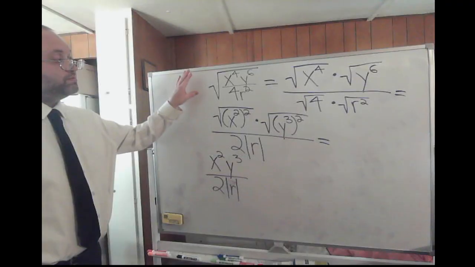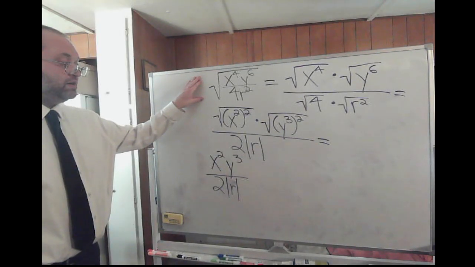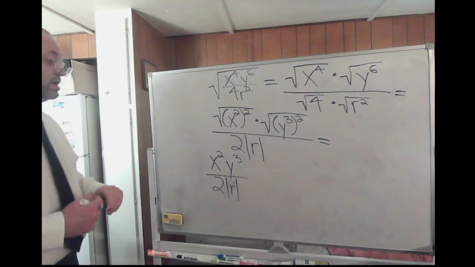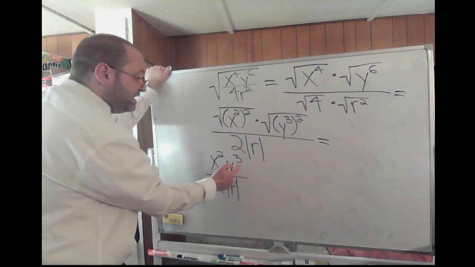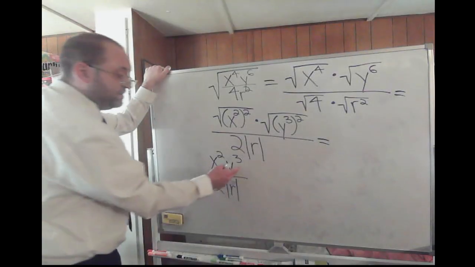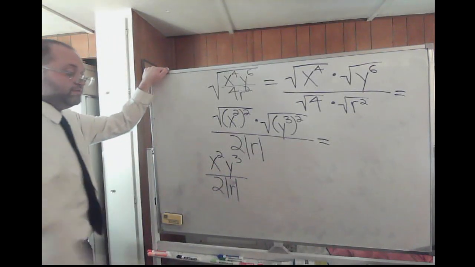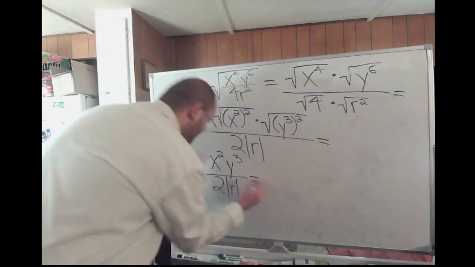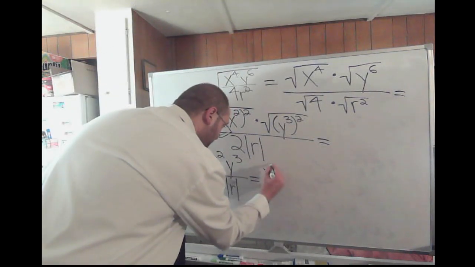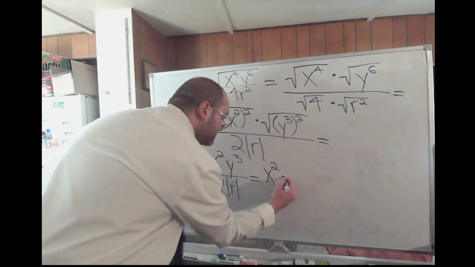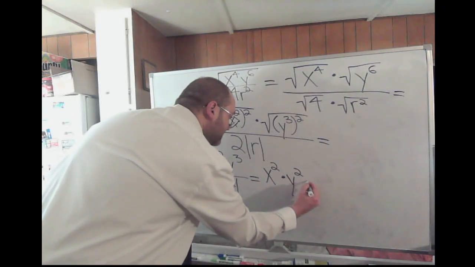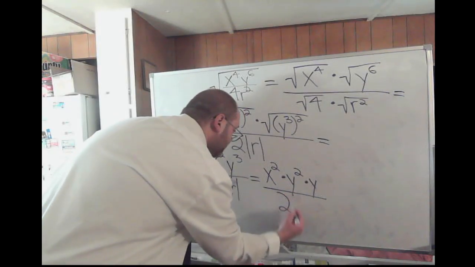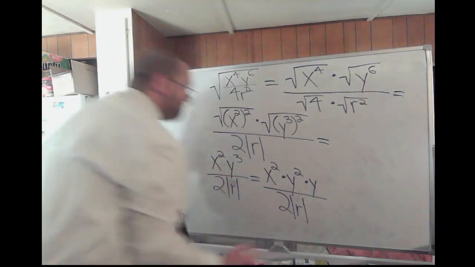The original expression's positive, right? Which means we should get a positive result for our answer too. But the problem is if I stick in a negative value for y, anything negative to the third power is negative. That's going to make this whole thing negative. So this is why we're going to have to separate like we are. You end up having x squared. Y to the third is the same as y to the second times y. Then we'll have that over 2 times the absolute value of r.